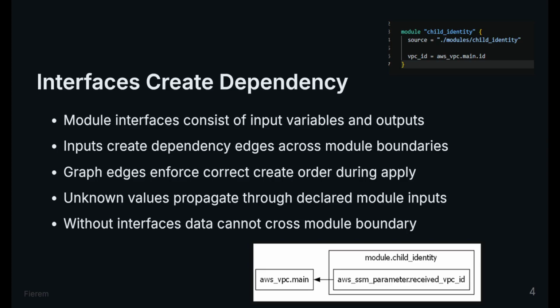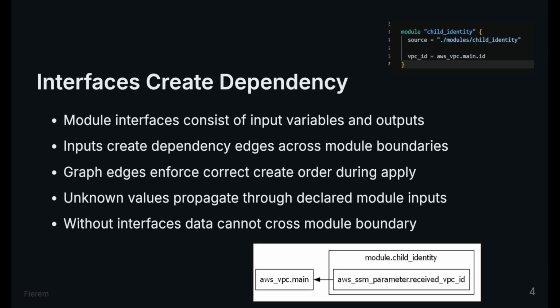A module interface is made from input variables and outputs. Terraform uses that interface to calculate dependency edges across module boundaries. When the root passes aws_vpc.main.id into a child input, Terraform creates a graph edge from the VPC resource to the child module resource that consumes the value. That edge causes correct create order during apply and correct unknown propagation during plan.